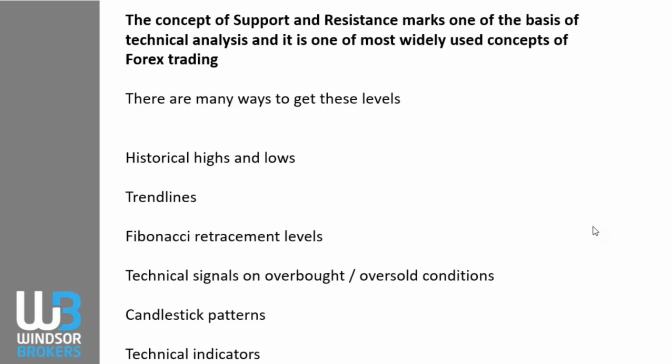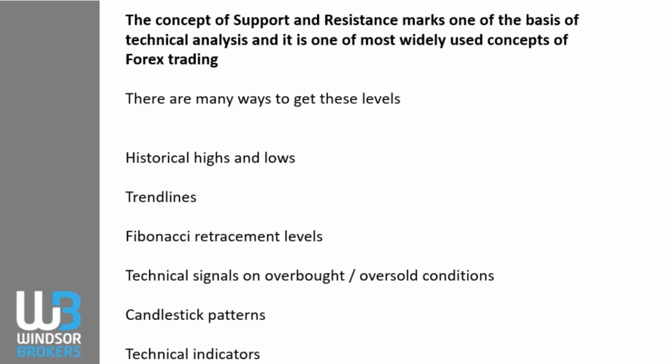You can see on your screen that it could be marking historical highs, historical lows, or recent highs and lows, reversal points. It could be a trend line. It could be Fibonacci retracement levels. It could be Fibonacci expansion levels. Anything to do with Fibonacci.